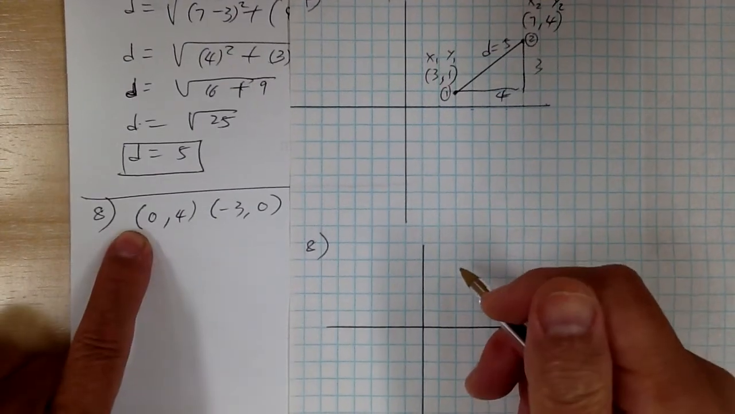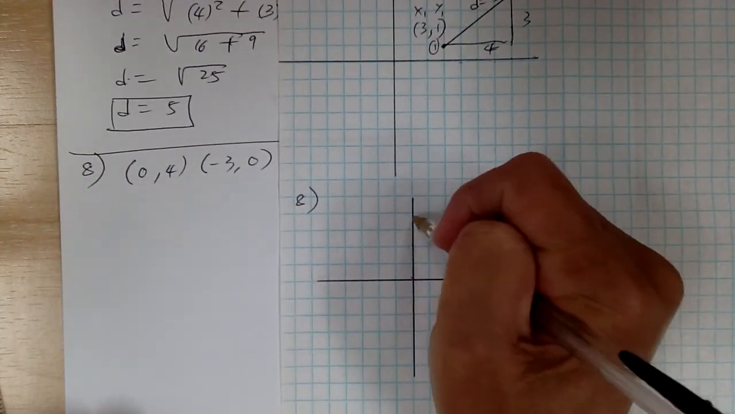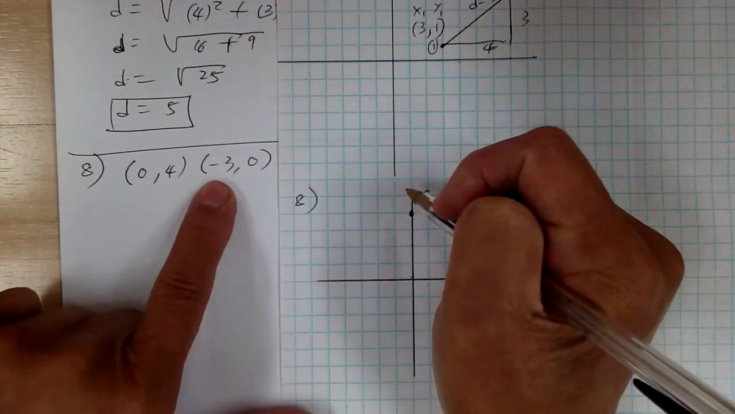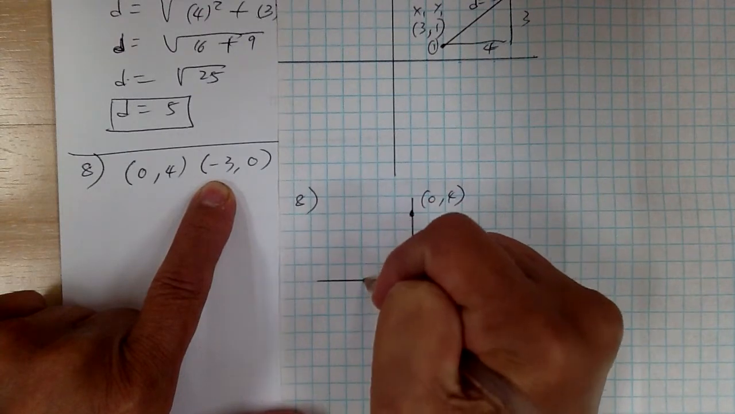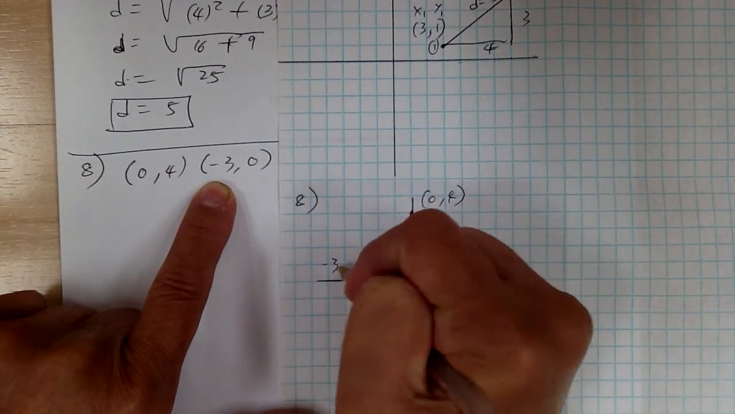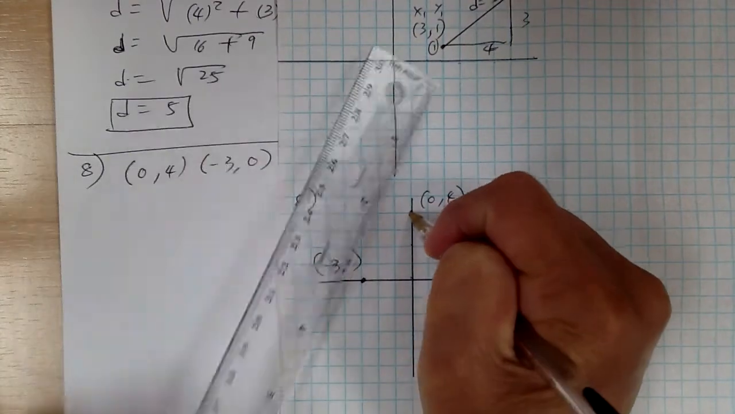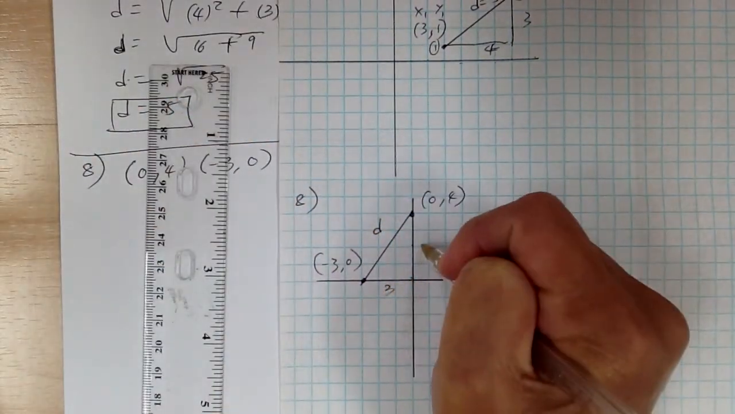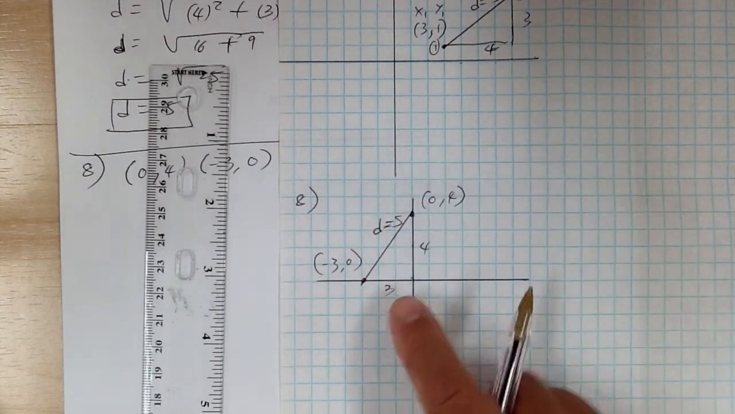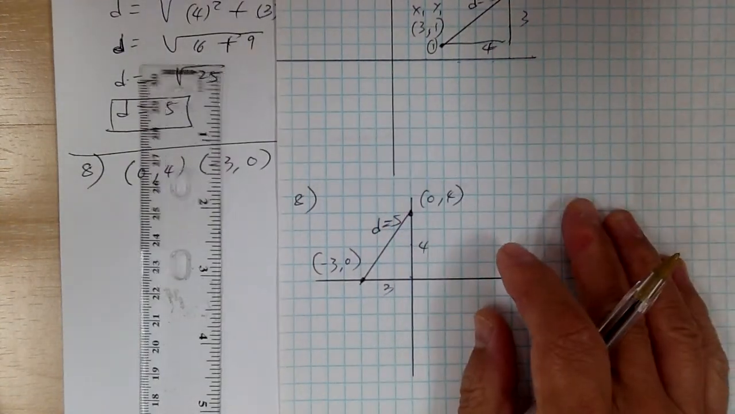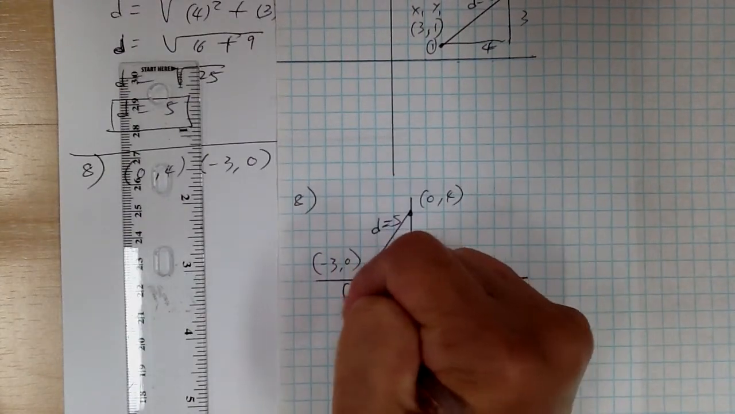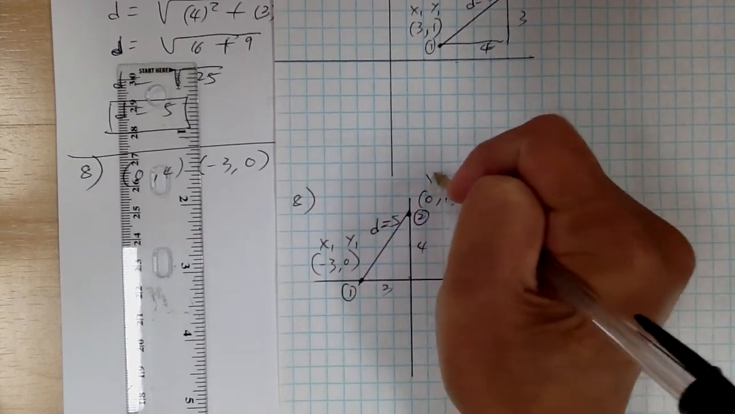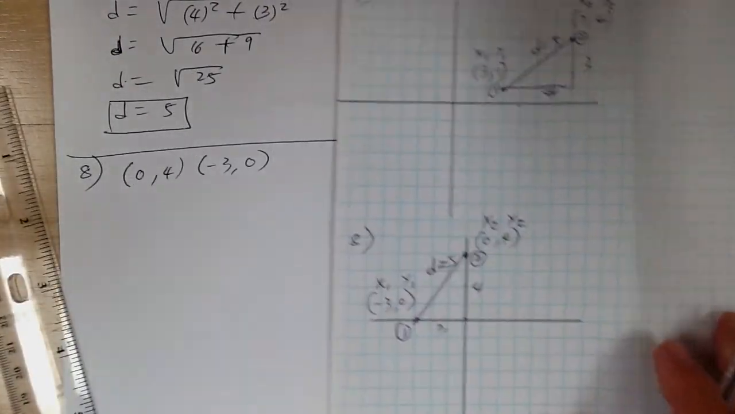So first point is (0, 4). And next point is (negative 3, 0). And then you're looking for the distance between them. So you can see that this is 3, this is 4, so distance is equal to 5, right? That's your special triangle 3, 4, 5. And if you don't see that, you can use the formula. So this is point 1, this is point 2, so that's your x1, y1, that's your x2, y2. So use your distance formula.